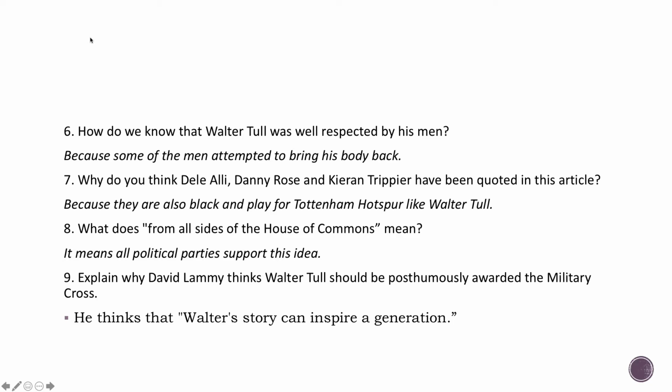So not only is it the right thing to do, because maybe he never got the recognition in his lifetime, so that's one reason, but also, by being awarded this Military Cross after his death, he can maybe inspire a new generation, showing what is achievable.